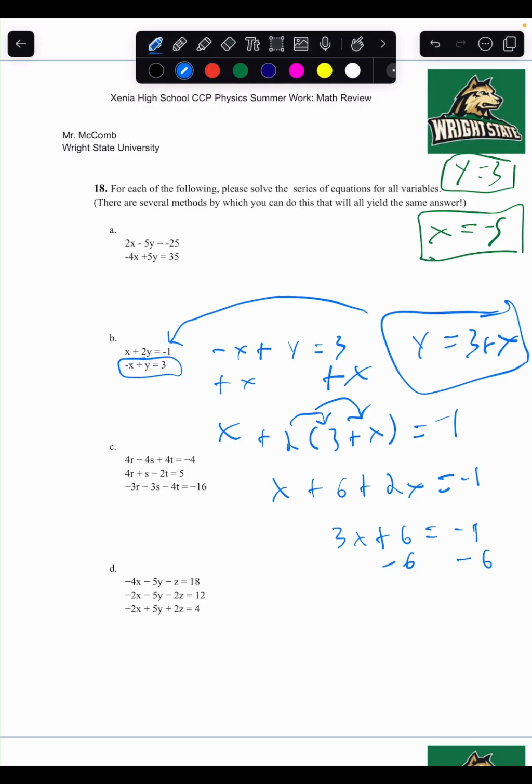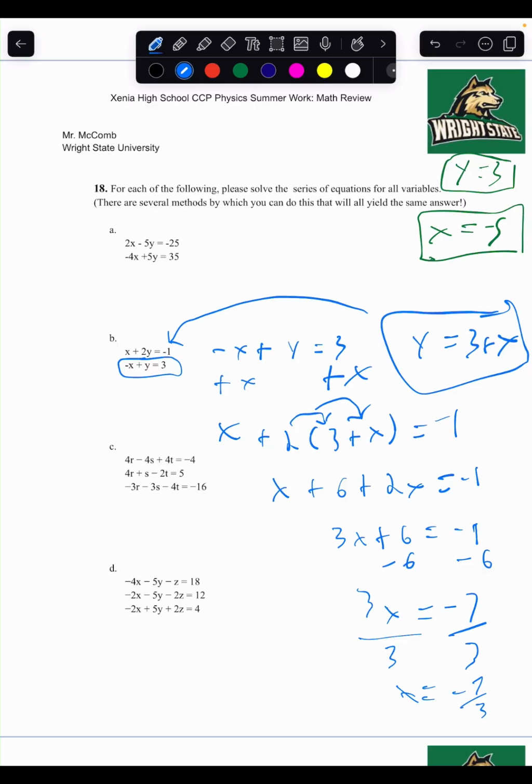So subtract 6 from both sides. We get 3x equals negative 7. Divide both sides by 3. X equals negative 7 thirds. Or negative 2 and a third, however you want to do it is fine. So now that I know x equals negative 7 thirds, I can go back and solve one of these expressions for y, knowing what x is.